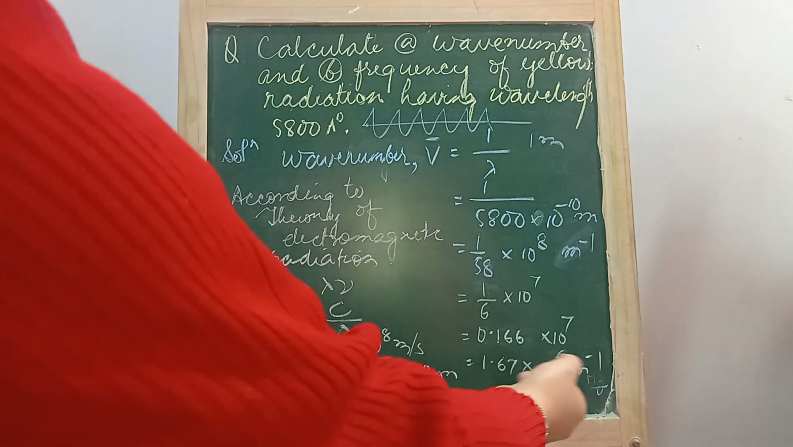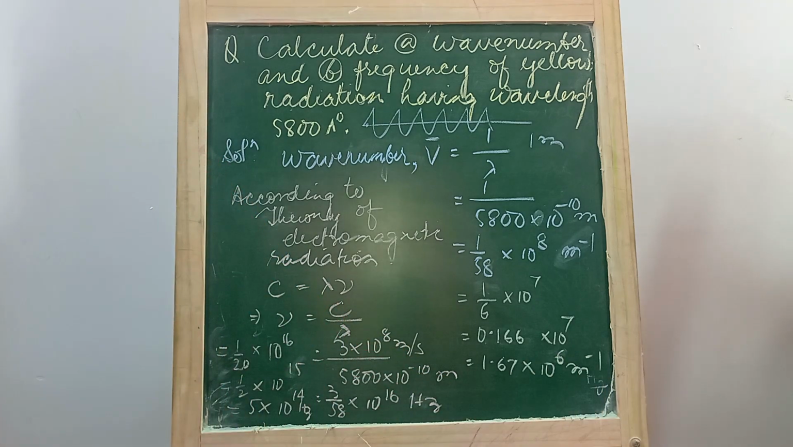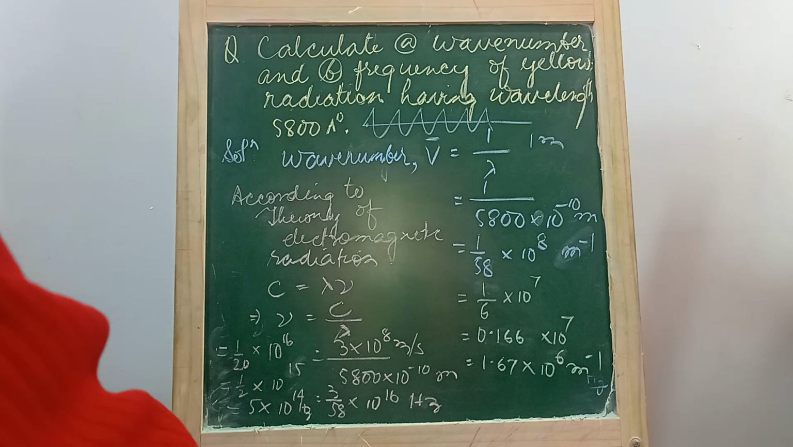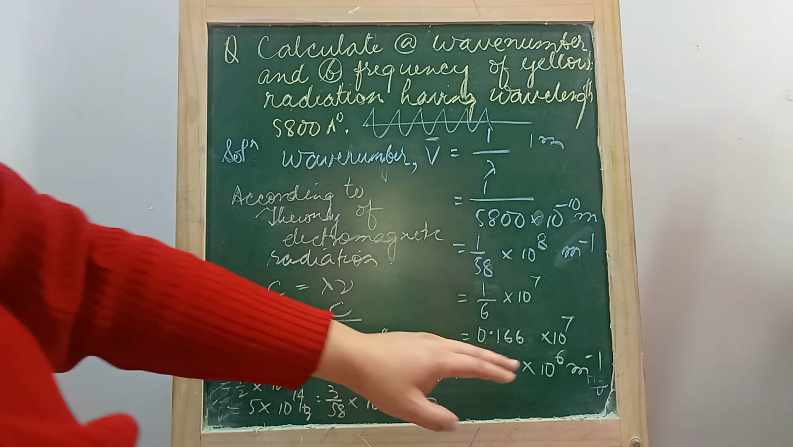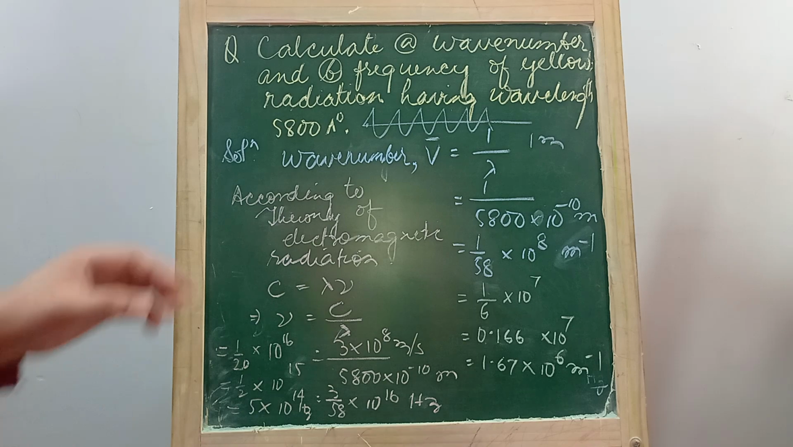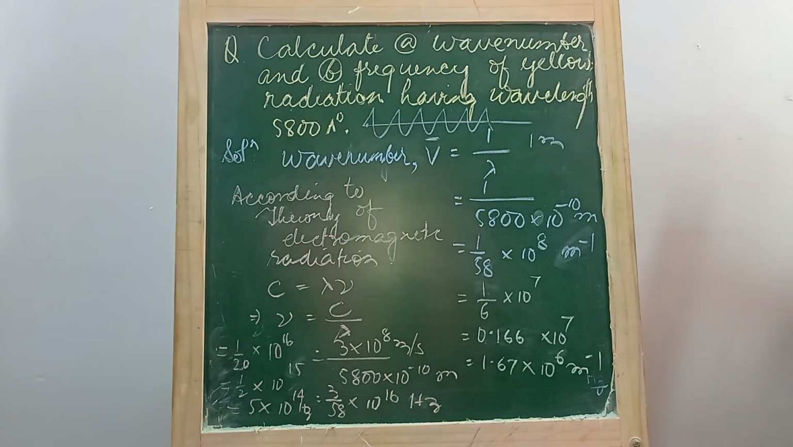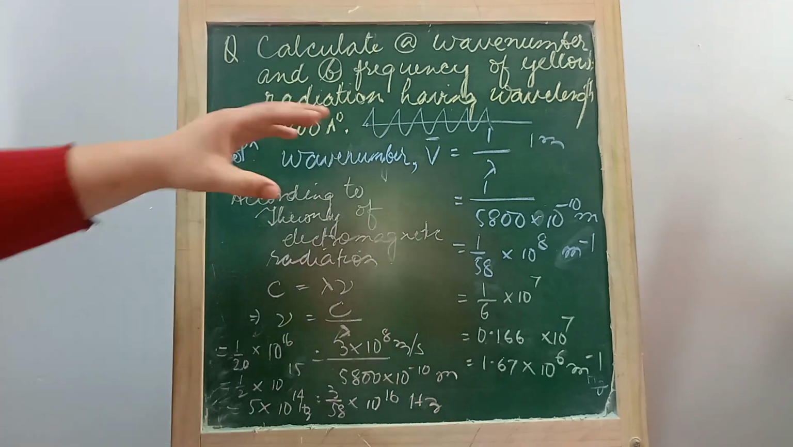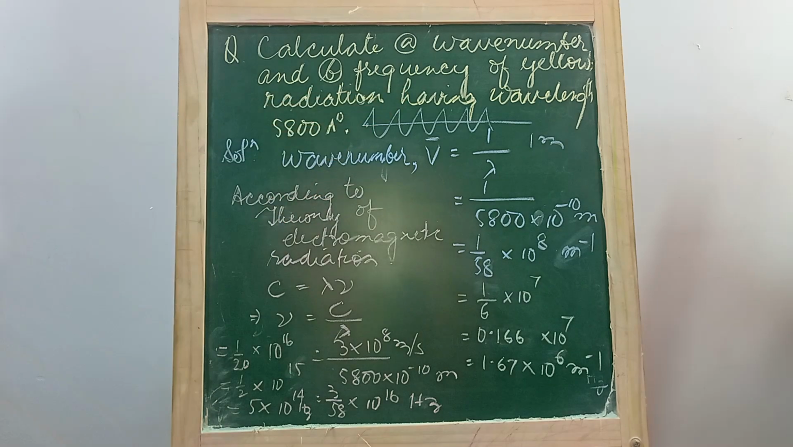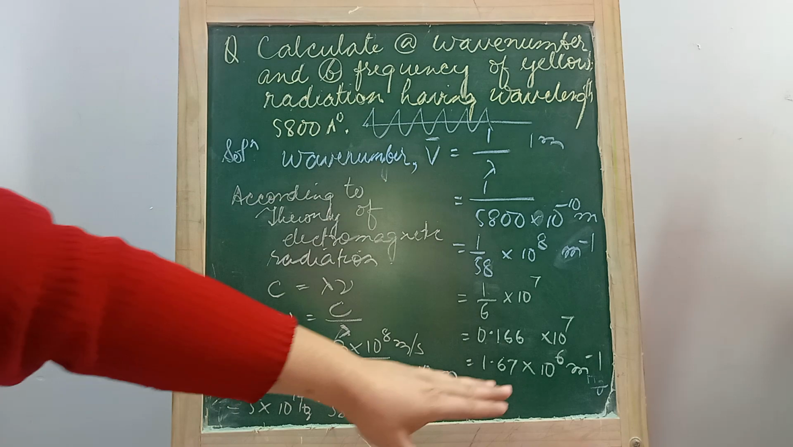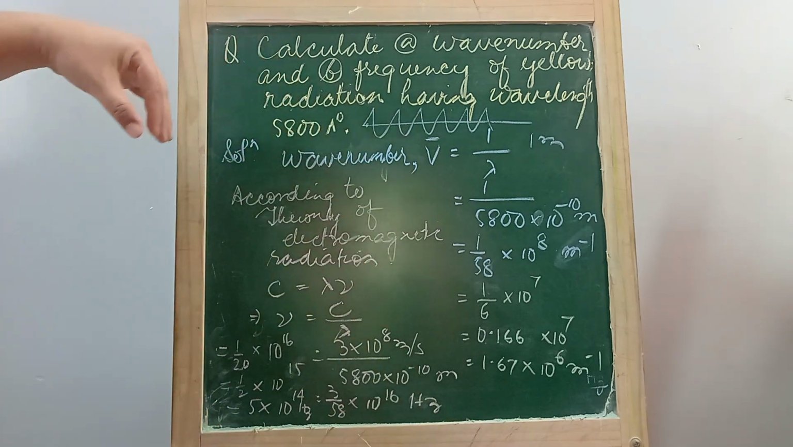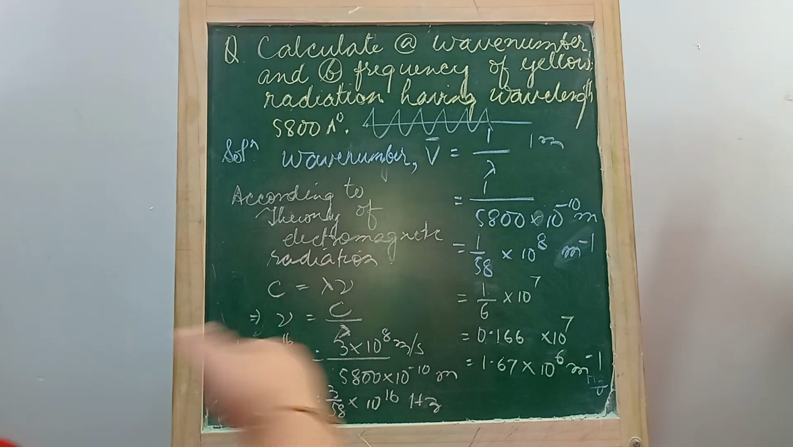That means in 1 meter, there are around 10 to the power of 6 waves. 10 to the power of 6 is 1 million, right? So 1 million waves are there in 1 meter. In 1 meter of length, there will be around 10 to the power 6 waves of yellow radiation. Had the wavelength been a little smaller, the number would be more. If the wavelength is more, the wave number will be less.